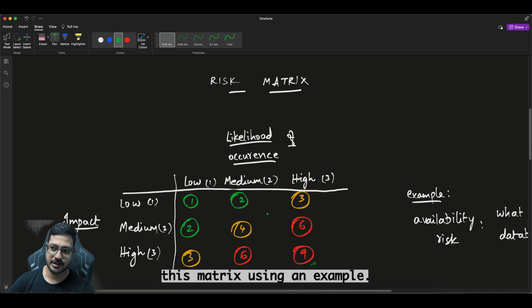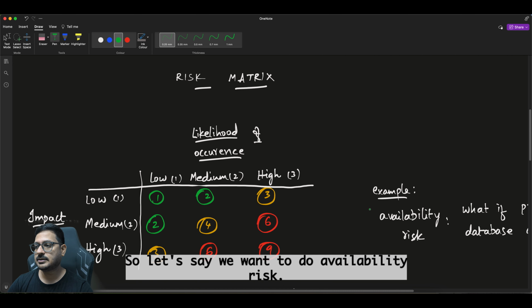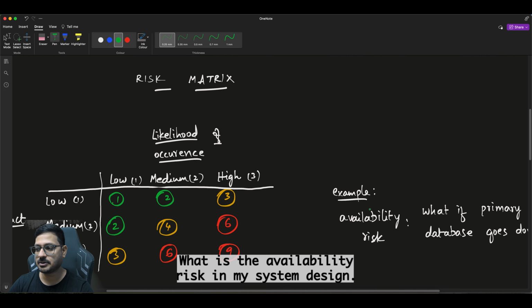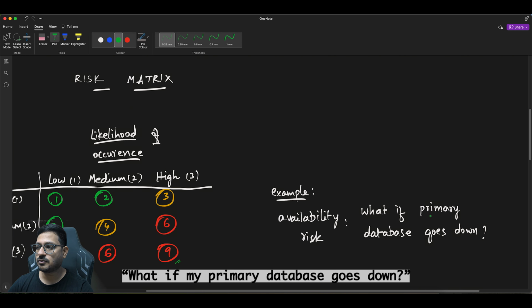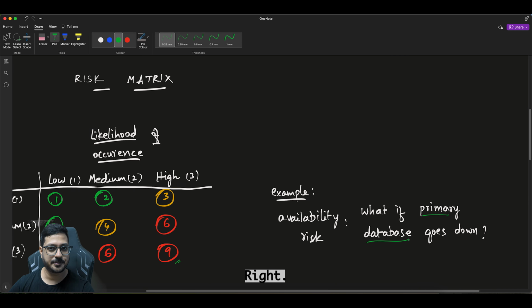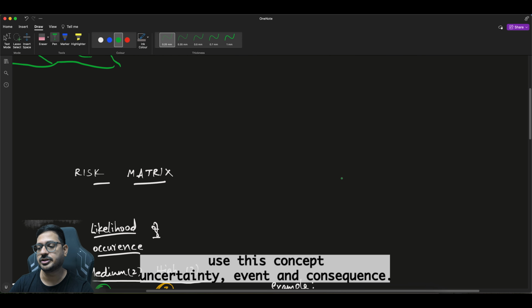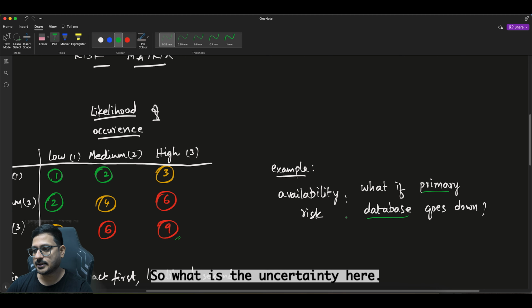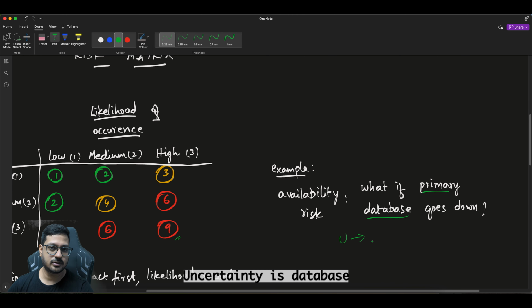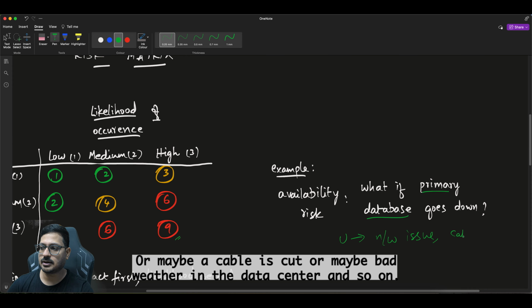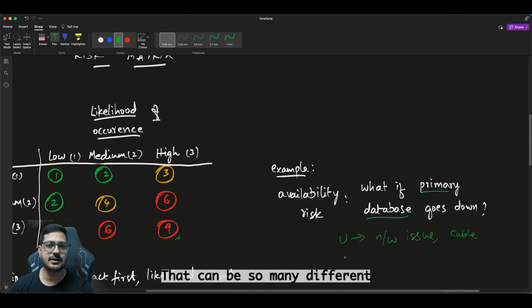Let's try to understand this matrix using an example. So let's say we want to do availability risk. What is the availability risk in my system design? So the question we are asking is, what if my primary database goes down, right? So for this also we can use this concept: uncertainty, event, and consequence. So what is the uncertainty here? Uncertainty is database might go down due to, let's say, a network issue, or maybe a cable is cut, or maybe bad weather in the data center, and so on. There can be so many different uncertainties in a system design.